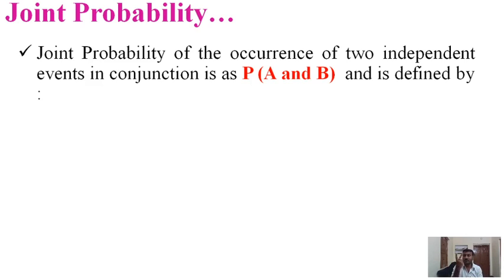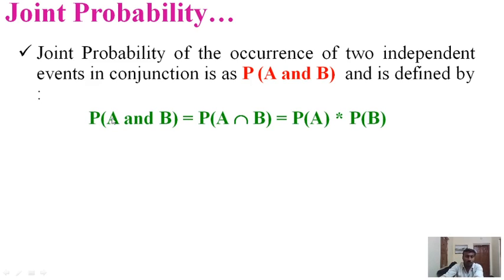Like that, here also we have taken two different independent events. That's nothing but the probability of A and B. This will be called joint probability and is defined by P(A and B). Here "and" means intersection, while "or" means union. So the probability of A and B is equal to the probability of A intersection B, which is equal to the probability of A times the probability of B. So the probability of A and B in joint probability is defined in this manner.